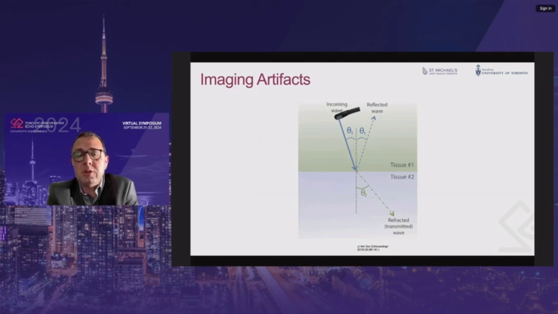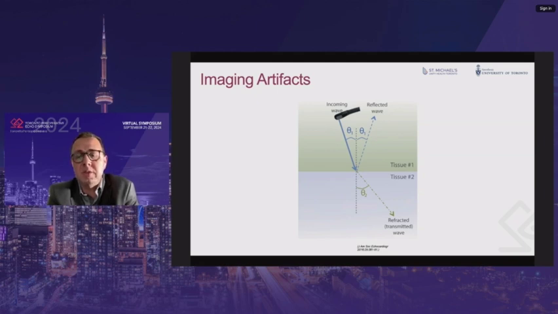Two special considerations we need to make when thinking about imaging artifacts. The first one is how the ultrasound wave travels between two different tissues. For example, we have the ultrasound probe. The ultrasound probe emits the ultrasound wave. The ultrasound wave travels through tissue one, which has a different acoustic impedance from tissue number two. When the ultrasound wave hits the boundary between these two tissues, what happens is twofold. The ultrasound wave can be reflected, most of the time with the same angle that was used for the incoming wave, or the ultrasound wave can be refracted, most of the time with a different angle, because the two tissues have different acoustic impedances.